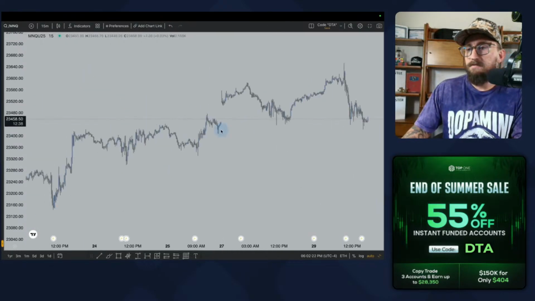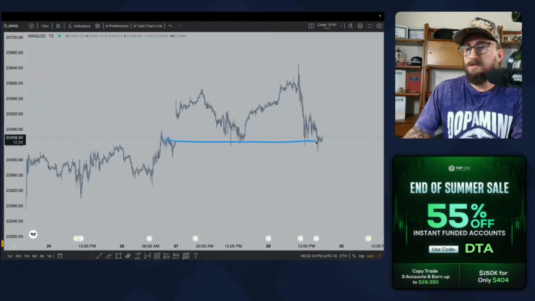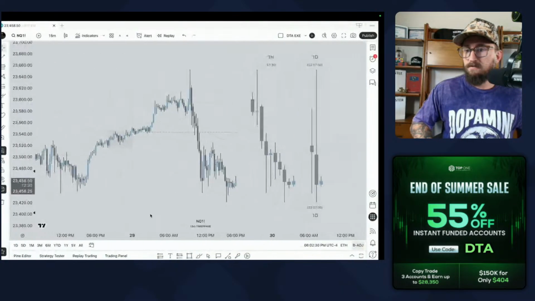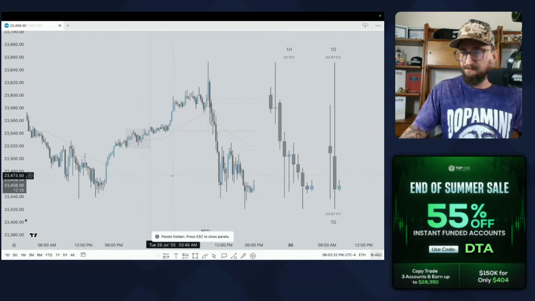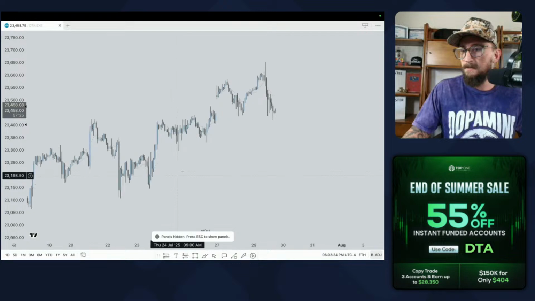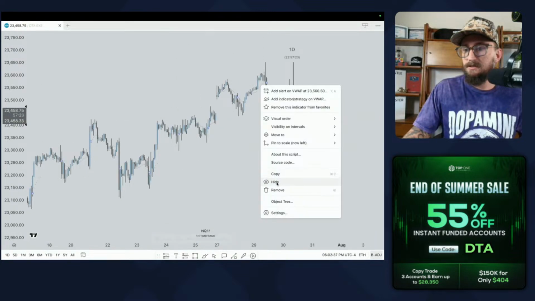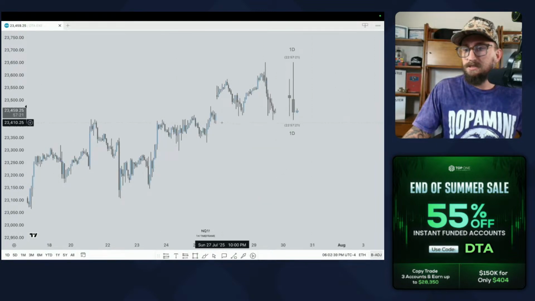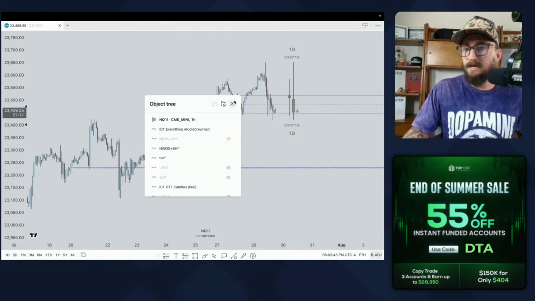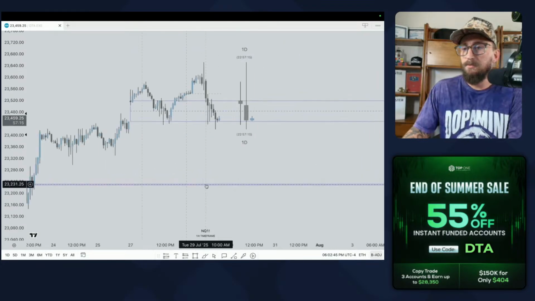We can see we have obviously that gap that we talked about, and now we filled the downside of the gap. What's important for us to know is, matter of fact, we can take off all our levels and just look at this chart right here. Throw up the 60. We don't need VWAP for this. If we look at our object tree, we have the new week opening gap right here. Now this level is super important for us.